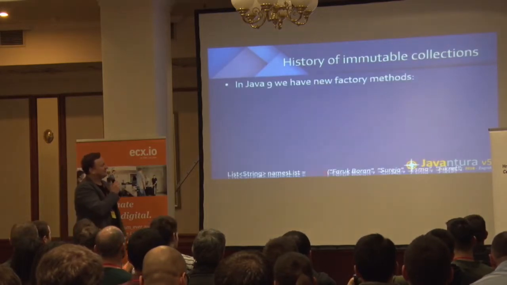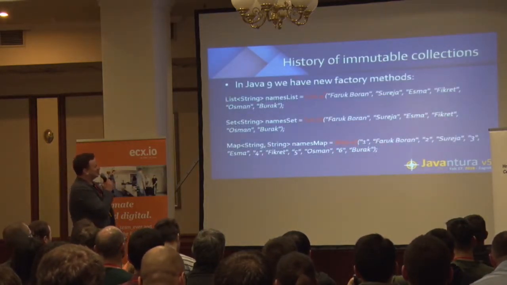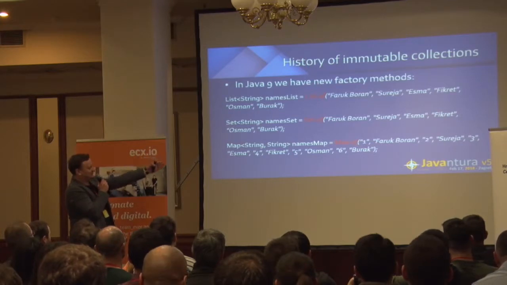Let's see. Java 9 has something like that. List.of, Set.of, Map.of.